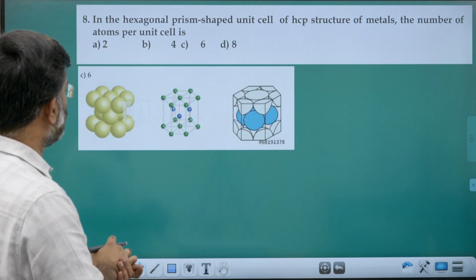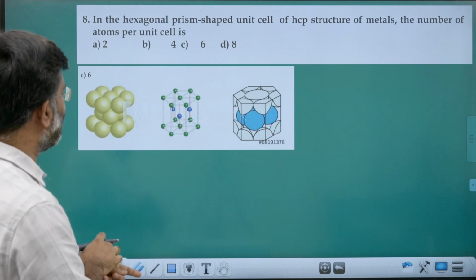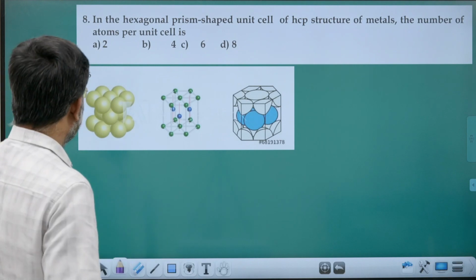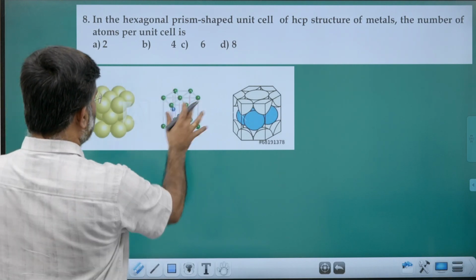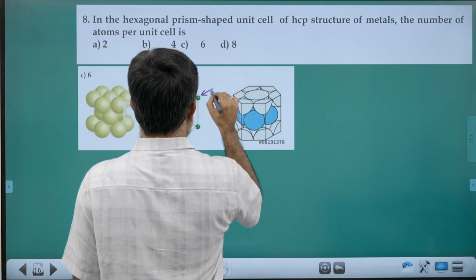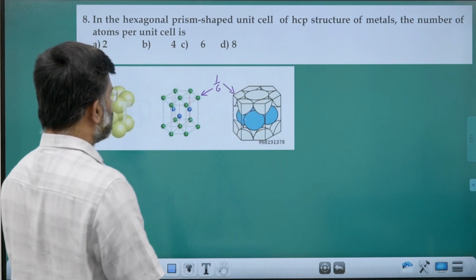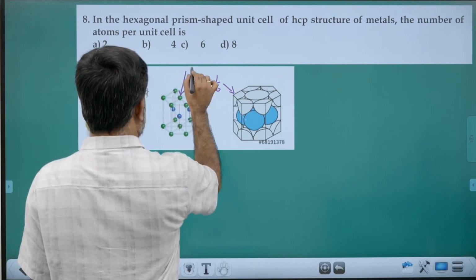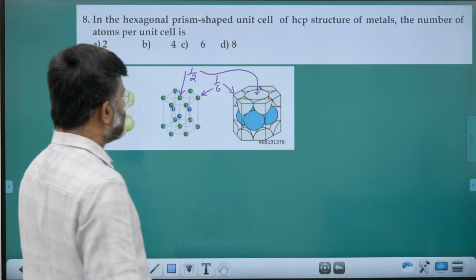Here, if you want to know how that arrangement is coming, it is perfectly given as a diagram. You see, this is the particle arrangement. This is the space filling model of HCP. And this is the open model of HCP. I was talking about this particle, the contribution is 1 by 6. And then I was talking about this particle, the contribution is half.